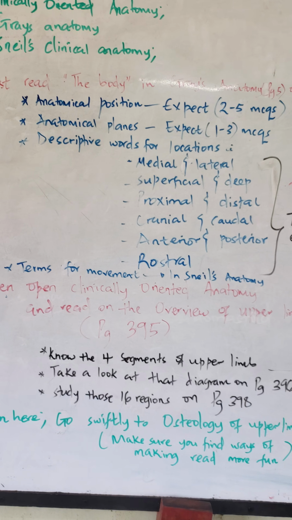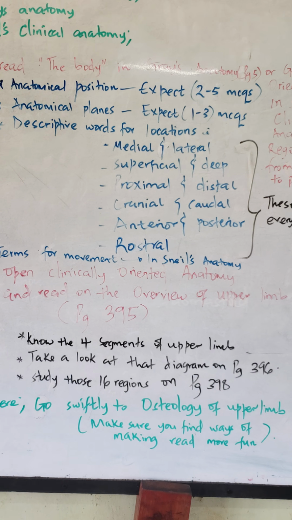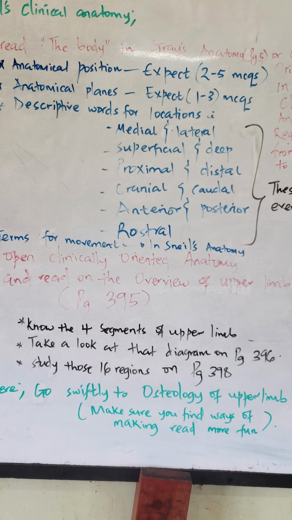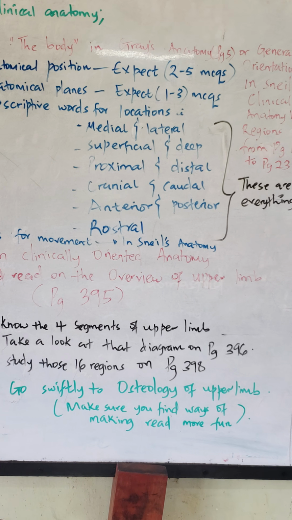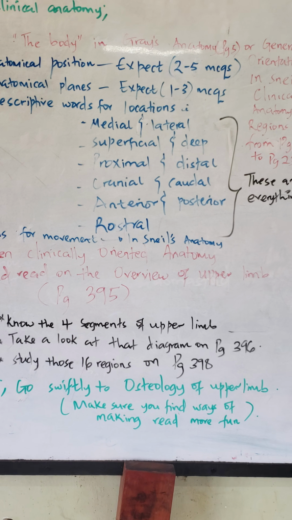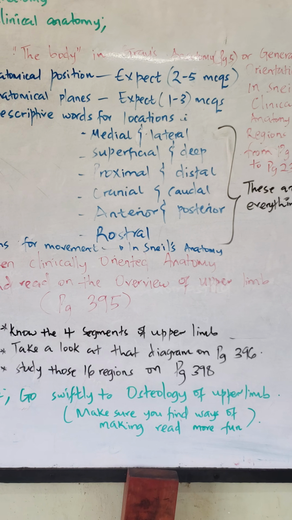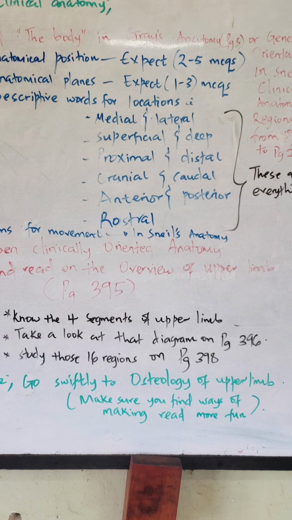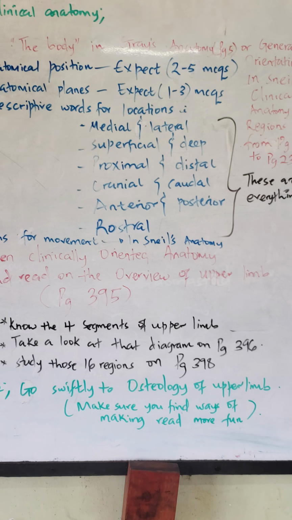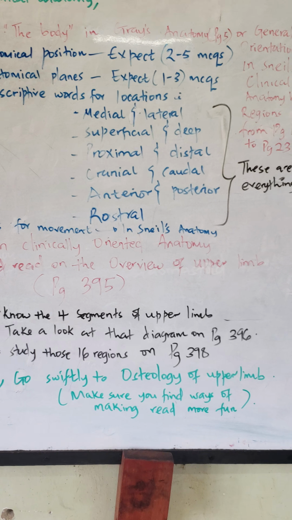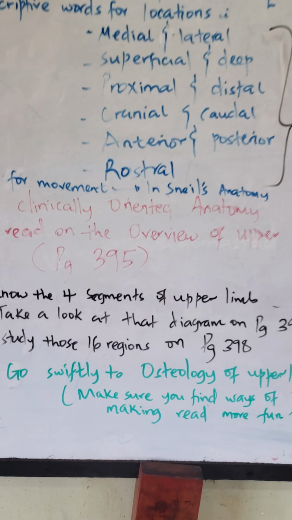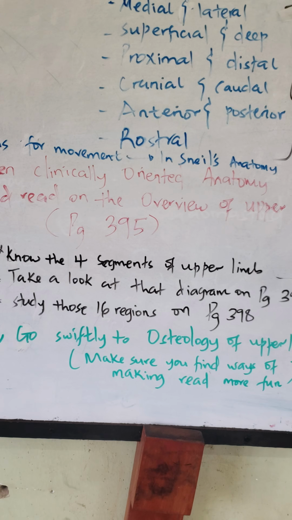And then open Clinical Oriented Anatomy and read on the overview of the upper limb. You don't need to start gambling with AI on what. First go to that page, always based on textbooks. Read page 395, and I need you to focus on this.